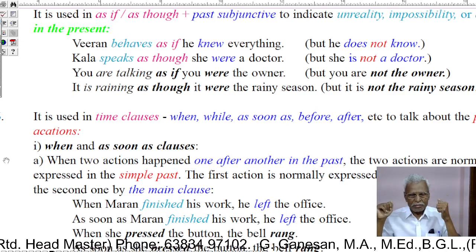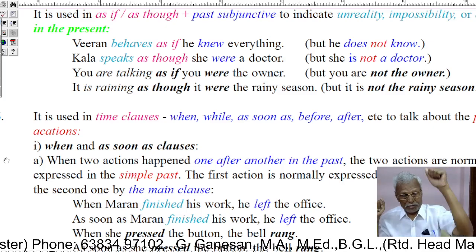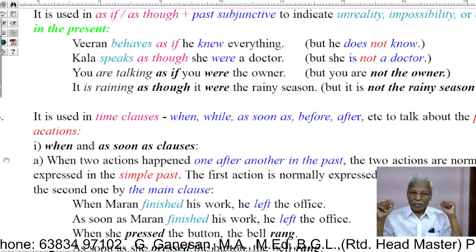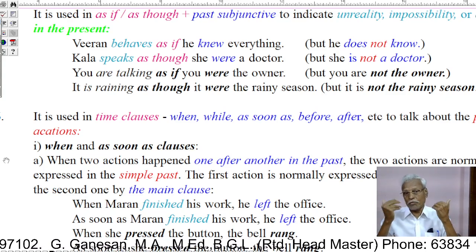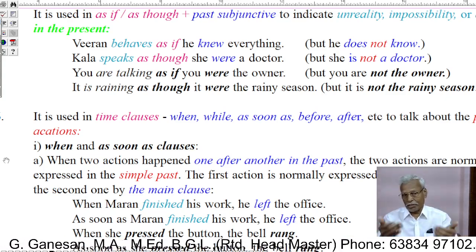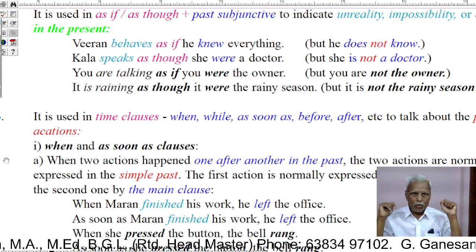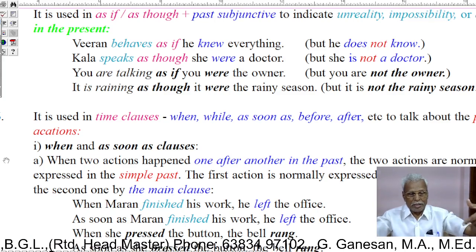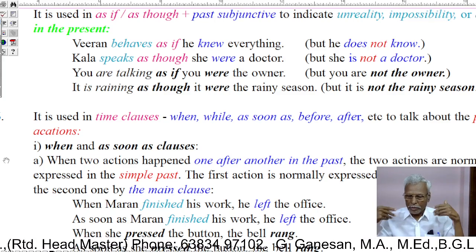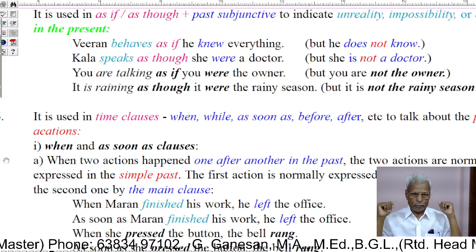Now it is raining as if it were the rainy season. It is raining as if it were the rainy season, but actually now it is not the rainy season. So see these four sentences again, because the uses of as if and as though are quite important. It will be highly helpful to you to express your feelings.